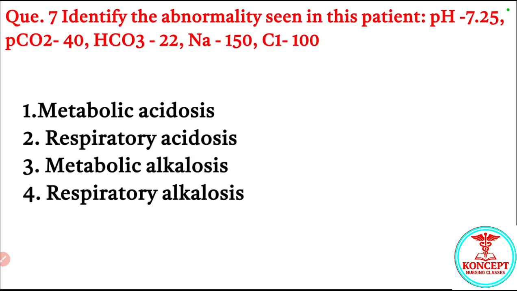Next, identify the abnormality seen in the patient: pH 7.25, PCO2 40, HCO3 22, sodium 150 and chloride 100. Metabolic acidosis, respiratory acidosis, metabolic alkalosis, respiratory alkalosis. Correct answer is option 1, metabolic acidosis.